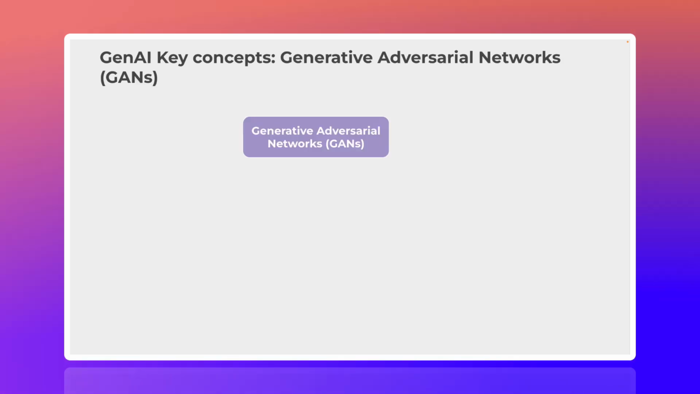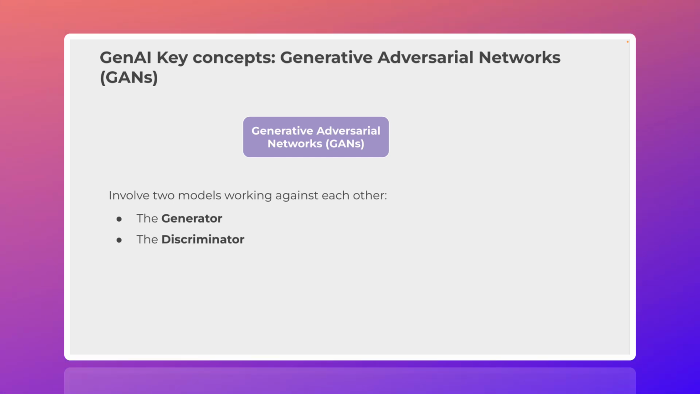On the other hand, when it comes to generative adversarial networks, these involve two models working against each other. So on one hand, we have what we call the generator, and then we have the discriminator. So you can imagine that the generator is the one that tries to create new data, like in this case, fake images, and the discriminator tries to figure out if the data is real or fake.